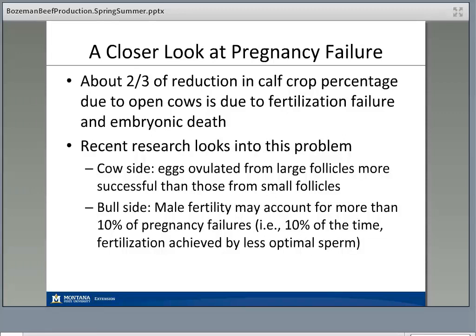And so it's looking like male fertility, in fact, may account for more than 10% of these failed pregnancies. In other words, 10% of the time or so, a less than optimal sperm is the one that achieves fertilization. Because of those defects in that sperm, that leads to defects in the embryo, which causes it to die.